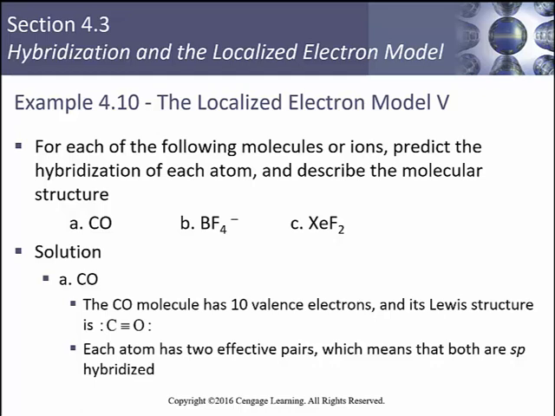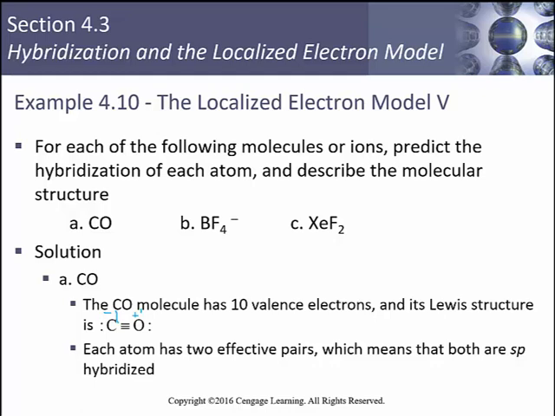The carbon monoxide molecule's got 10 valence electrons, and its Lewis structure is going to look like this. It's going to be a carbon triply bonded to an oxygen. If you wanted to do the formal charge on this, this guy here is going to be an oxygen. That'll be a +1, and this carbon over here will be a -1. It's not a super happy molecule, but it'll stick around.